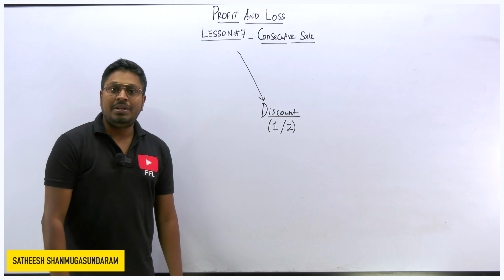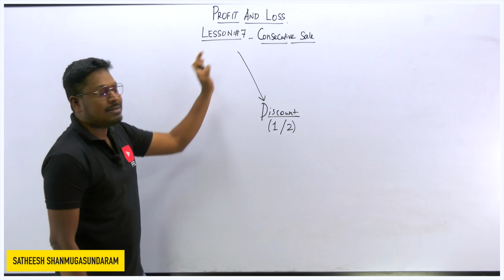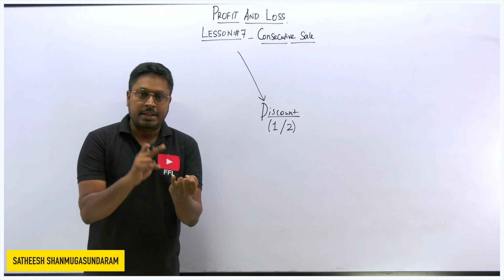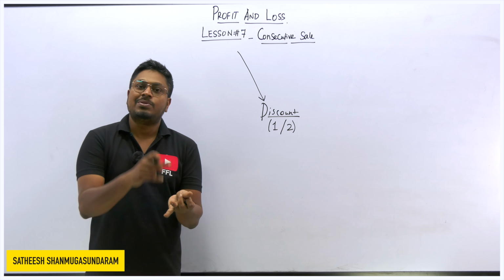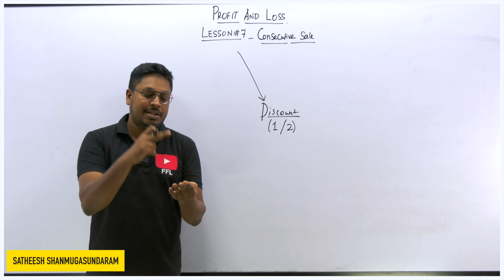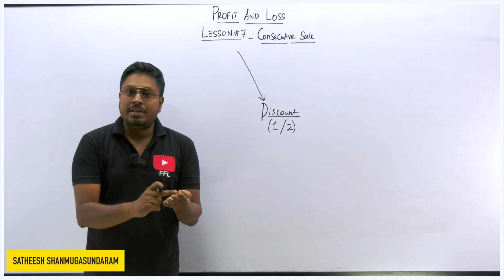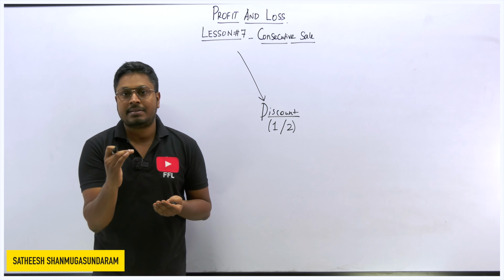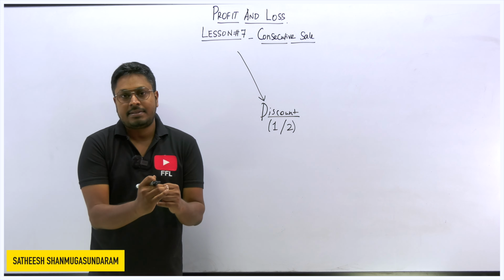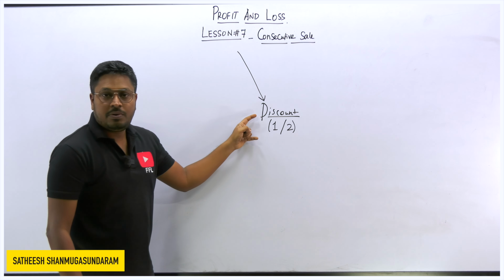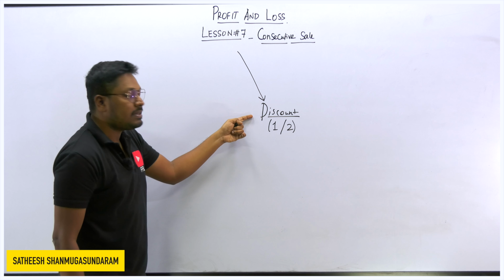If you have watched all the 6 lessons, you now know how to find the profit, how to find the loss, what profit percentage, loss percentage, cost price and selling price are. You have learned everything till this lesson number 6, so now you are strong on the basics. You can now learn the discount topic also after watching this lesson number 7.